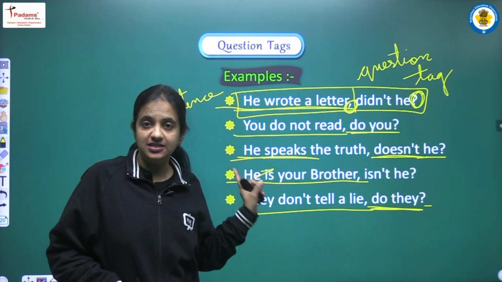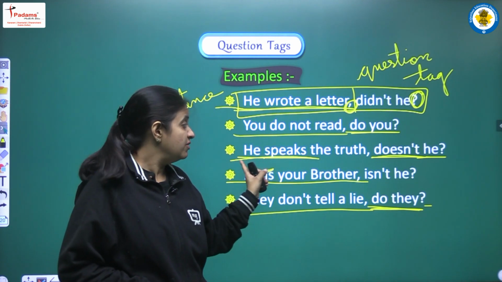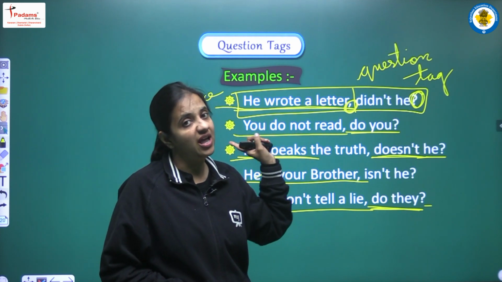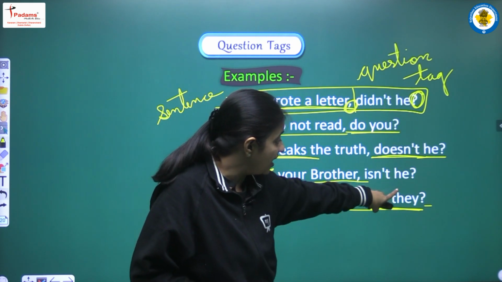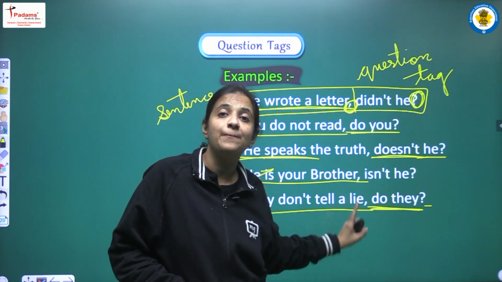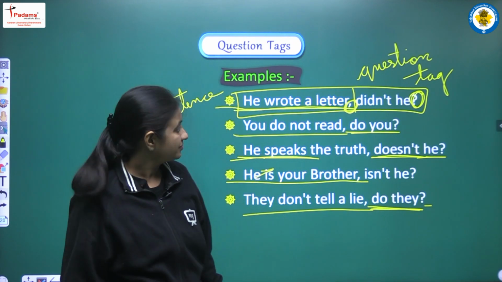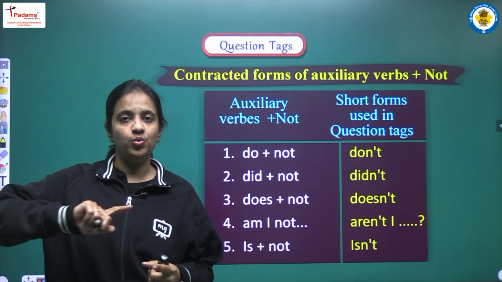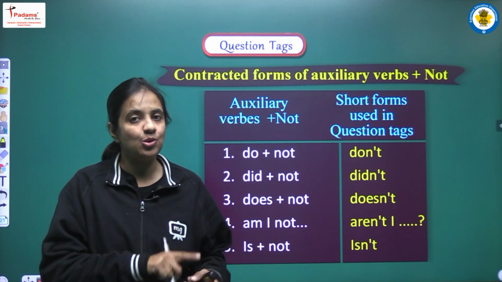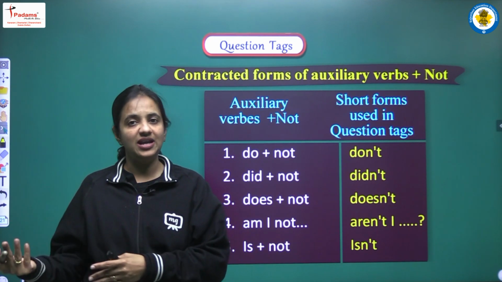Okay, so these are some of the examples where we can see that we have two parts. The first part is the sentence, and in our examination we will have just this one part, the sentence. After the sentence we have to add a question tag in this manner. Now this thing is clear to you all, that we have to use one pronoun and one auxiliary, or we can say one helping verb.